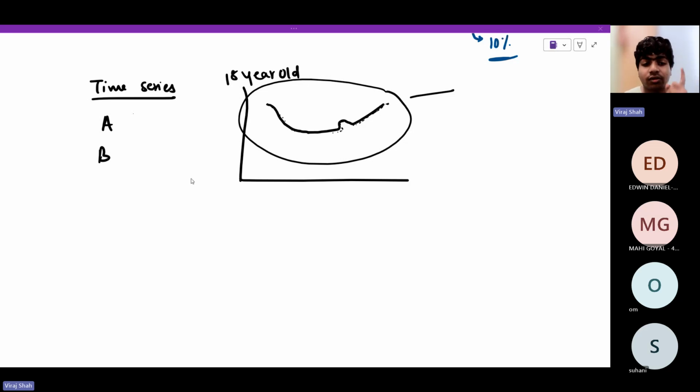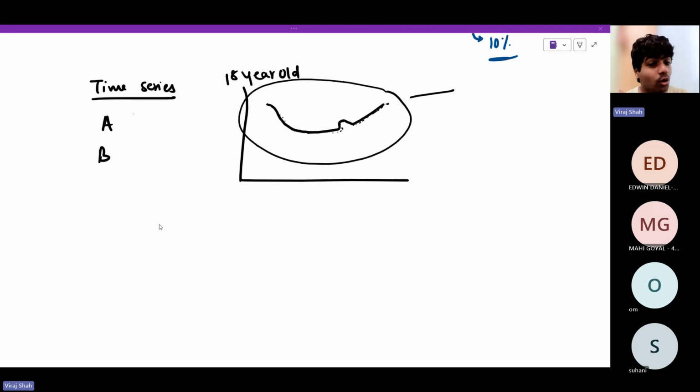Time series is a chapter which definitely comes in paper A and most of the time comes in paper B. One question from time series is seen in both the papers. Time series is one of the most important chapters of your CS2. CS2 has a lot of weightage for time series. Again, time series is very easy if you study with us. We are going to make it very easy for you.